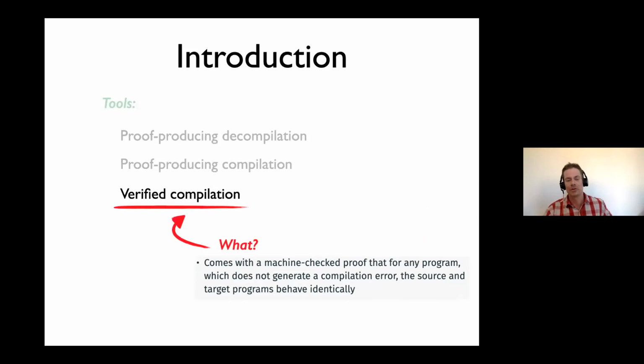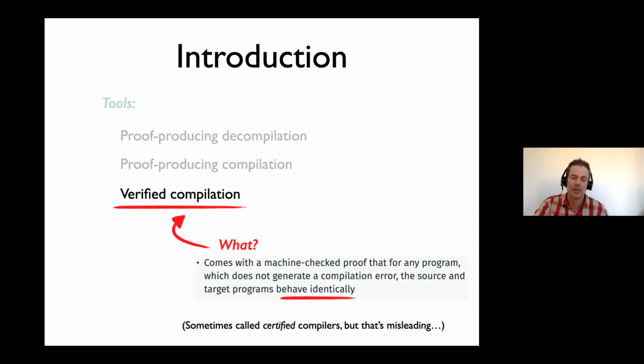Okay, so I thought I'd talk a little bit about this verified compilation business. What is it? A verified compiler comes with a machine-checked proof that for any program which does not generate a compilation error, so the compiler succeeded, the source and the target programs behave identically. That's the key of a verified compiler. If you read about them, you might see that sometimes they're called certified compilers, but I think that's misleading, and one shouldn't use that term.